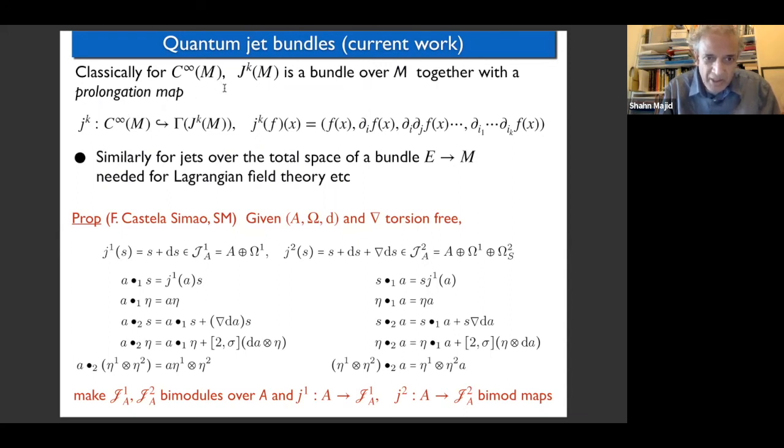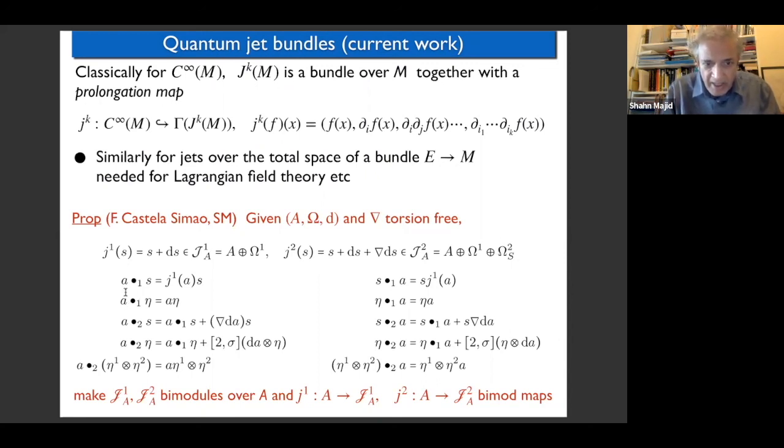Just in 1 minute, the classical jet bundle on a manifold is a bundle which includes all the higher derivatives. So every function can be prolonged to the function, its differentials, its second differentials, etc. And so we would like to have something like that also over a bundle. And you can do that for any differential algebra. So if I'm given a differential algebra and a torsion-free connection, I can take J1 to be A plus omega 1 and take J2 to be A plus omega 1 plus a symmetric part. This is the kernel of the wedge product of omega 1 tensor omega 1.